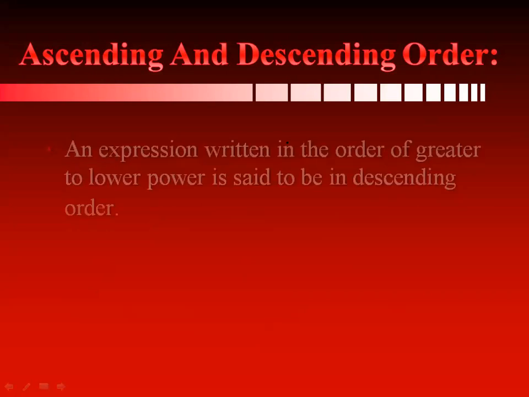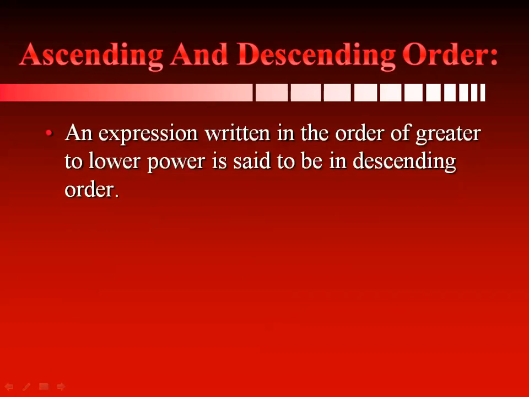Now, the next topic is ascending and descending order. And you know what ascending and descending order is. Ascending means you have to arrange the given numbers from lower to greater, and in descending order, you have to arrange the numbers from greater to lower. But here we are going to talk about the algebraic expression.